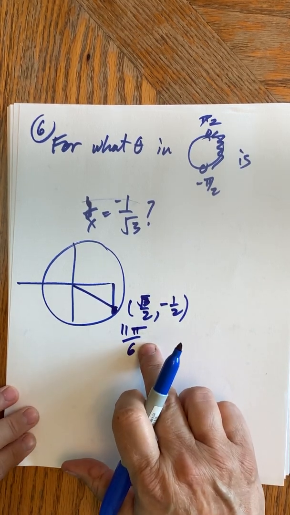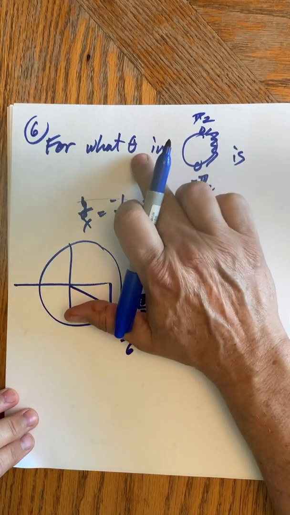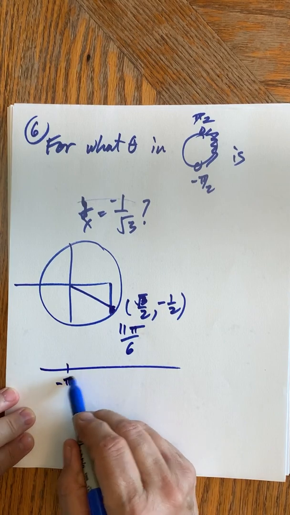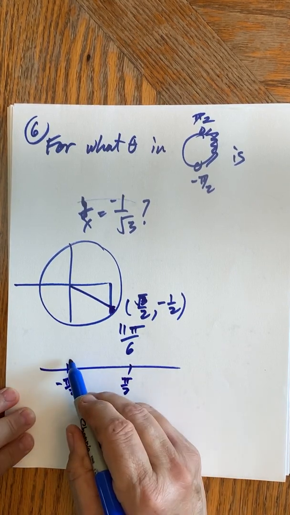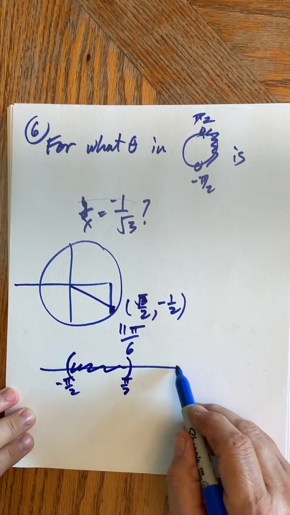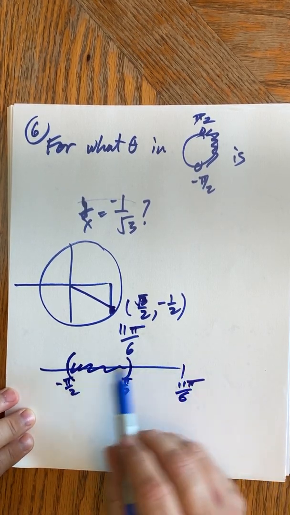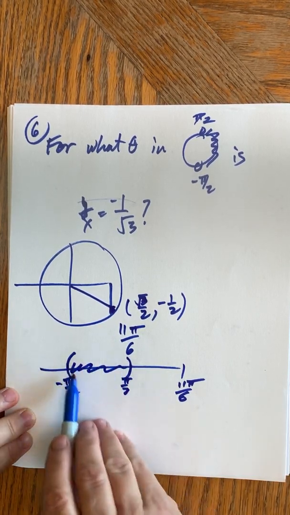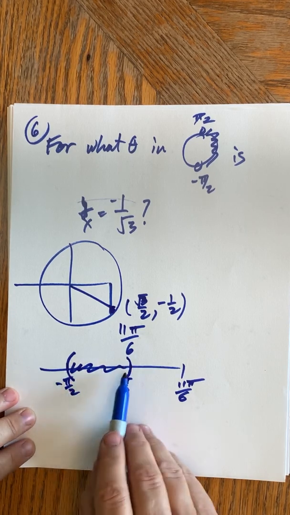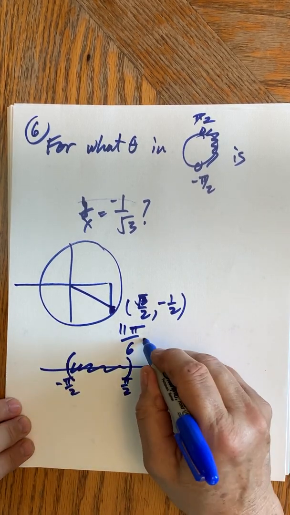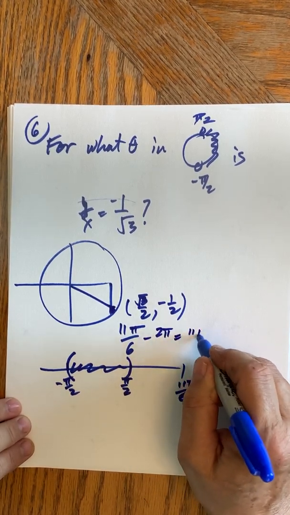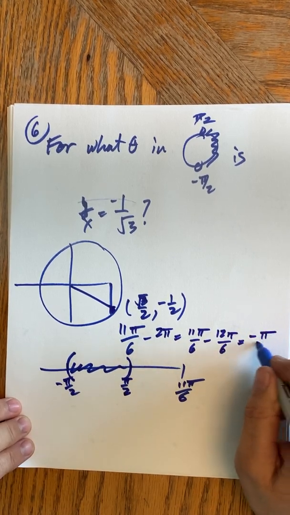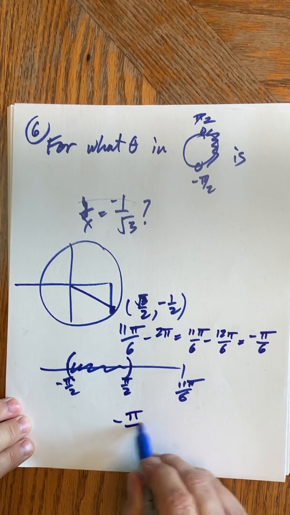But you can't call it 11 pi over 6 because why? Your answer has to be between negative pi over 2 and pi over 2. We're back into that situation where here's negative pi over 2, here's pi over 2, and it's somewhere in here. And then way out here is 11 pi over 6. So I have to rename 11 pi over 6 so that it fits in here. I have to find the coterminal angle for 11 pi over 6 that's somewhere between negative pi over 2 and pi over 2. So I'm going to subtract 2 pi, which would give me 11 pi over 6 minus 12 pi over 6, which will end up giving me negative pi over 6. So my answer is negative pi over 6.